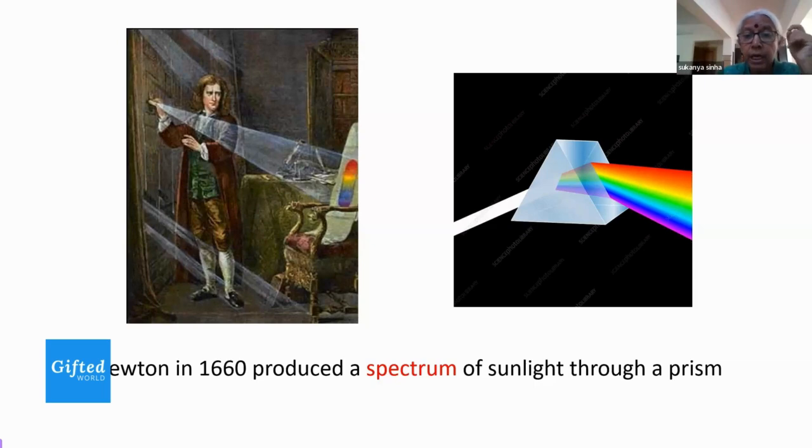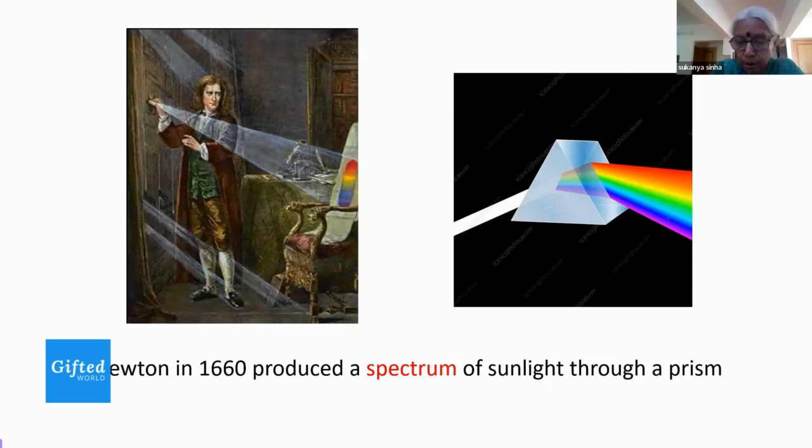That's what Newton said. And when I say that, I wrote this word in red because this is something that's going to come over and over again in our story. So Newton in 1660 produced a spectrum of sunlight through a prism. Basically a spectrum means that whatever light you get, you're breaking it up into its components, so it's creating a spectrum. That was a long time ago, 1660.